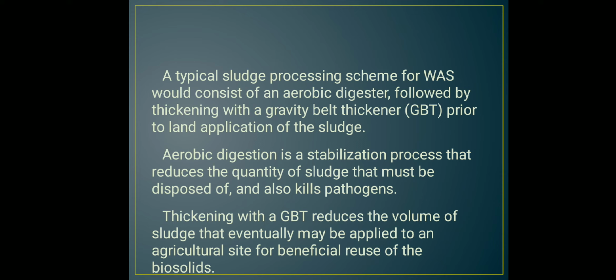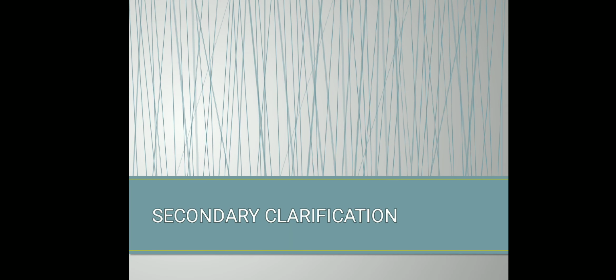Aerobic digestion is a stabilization process that reduces the quantity of sludge that must be disposed of and also kills pathogens. Thickening with a GBT reduces the volume of sludge that eventually may be applied to an agricultural site for beneficial reuse of biosolids.